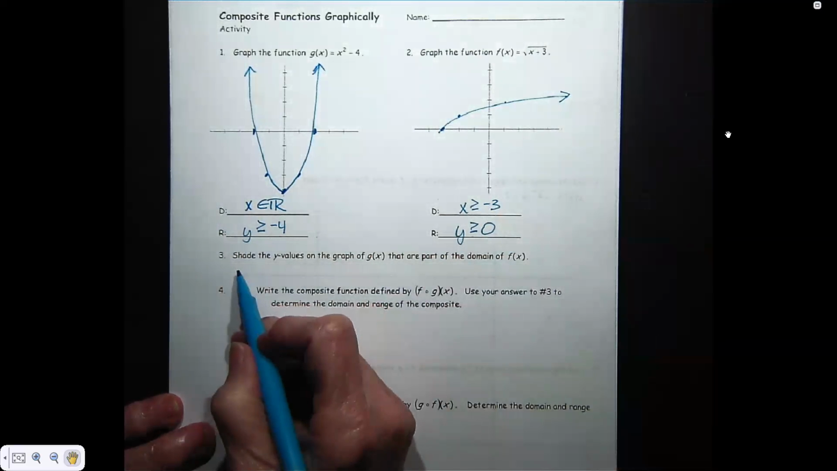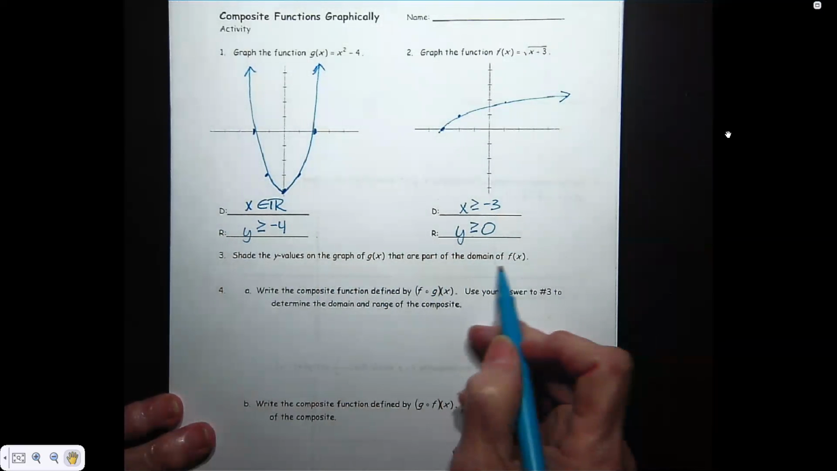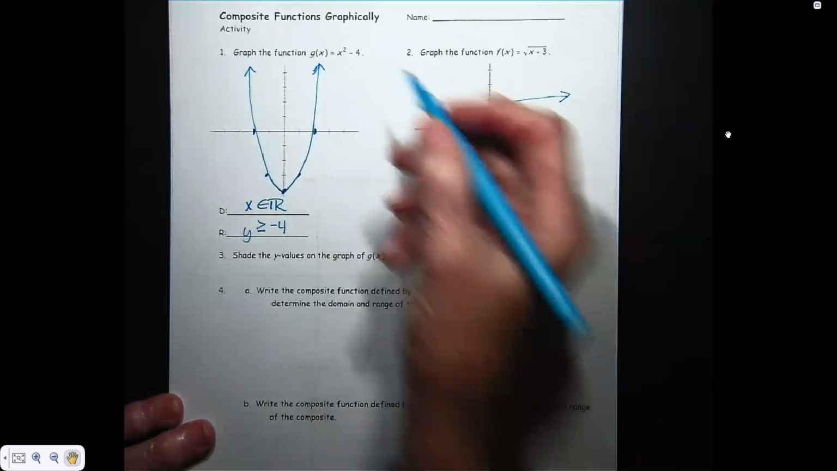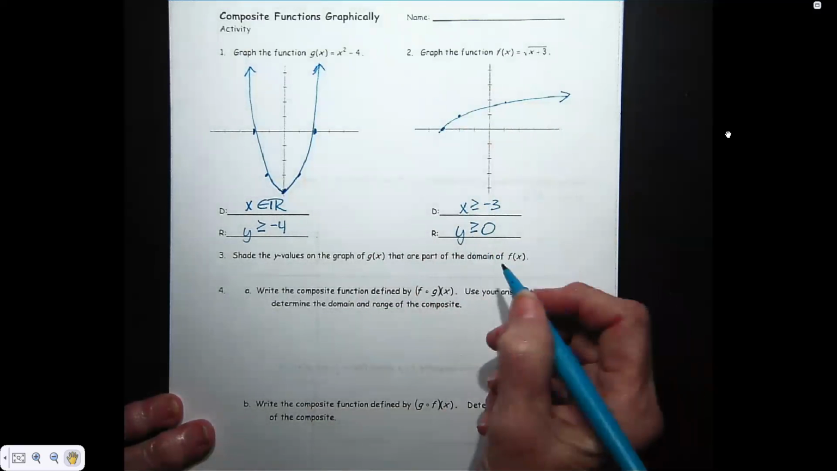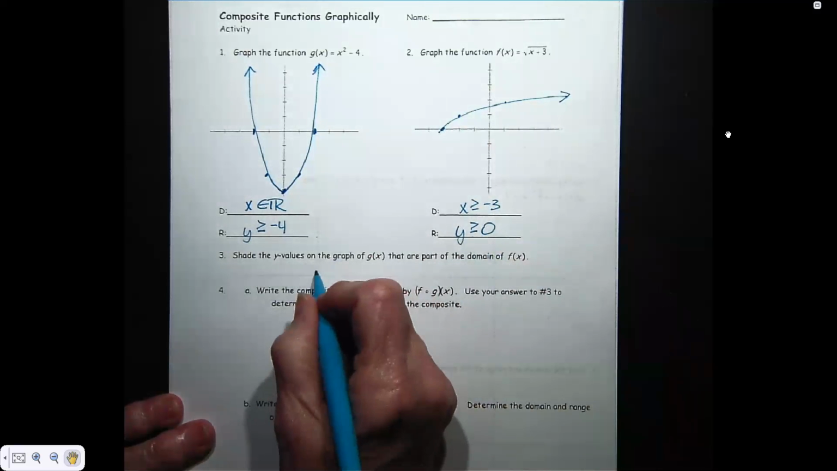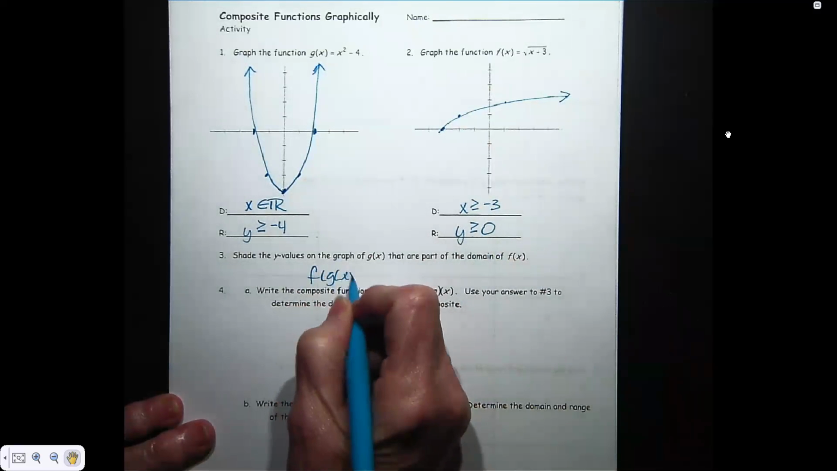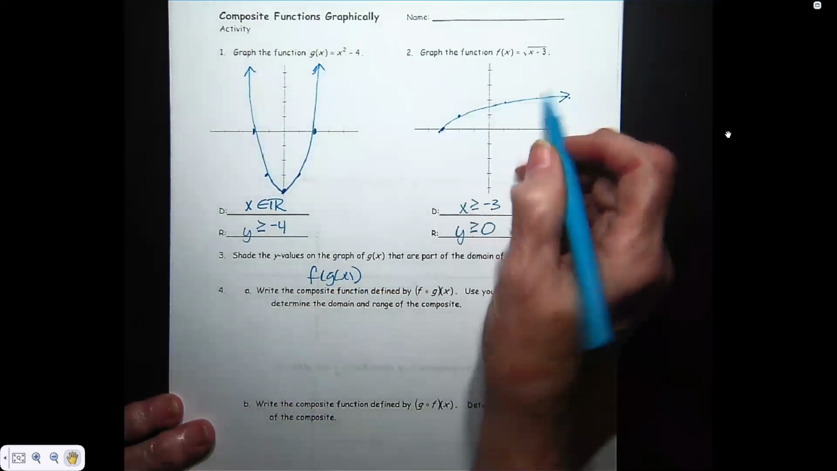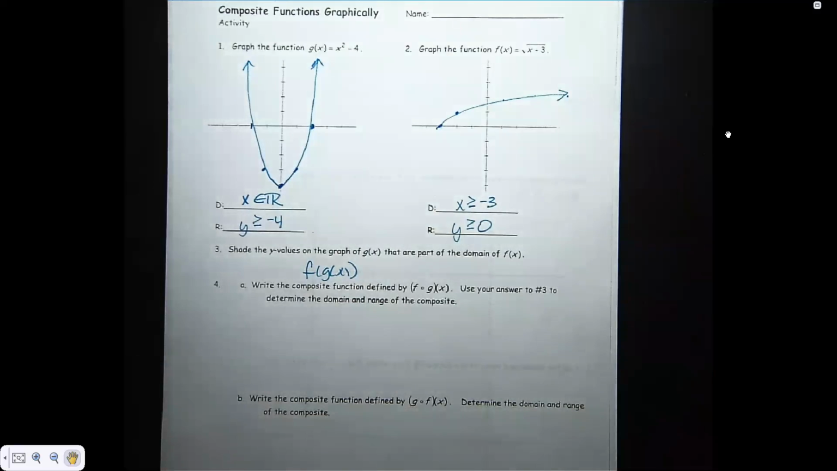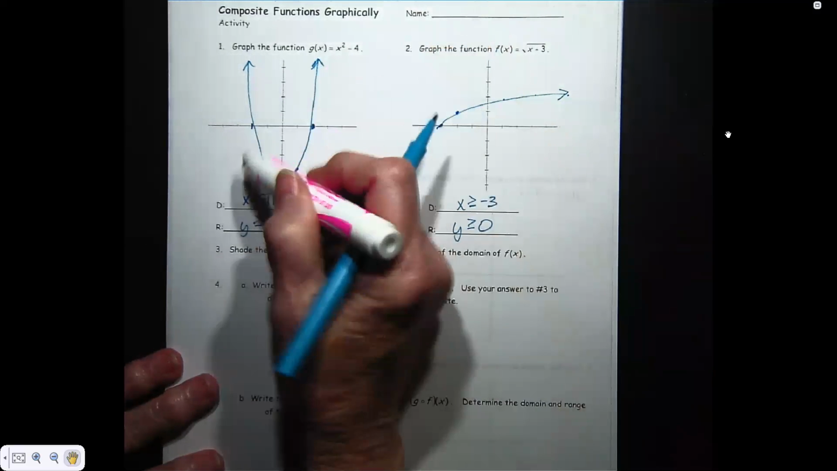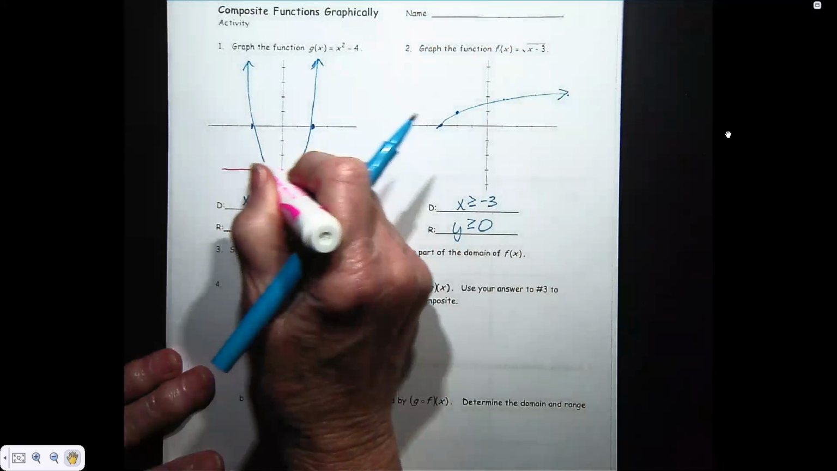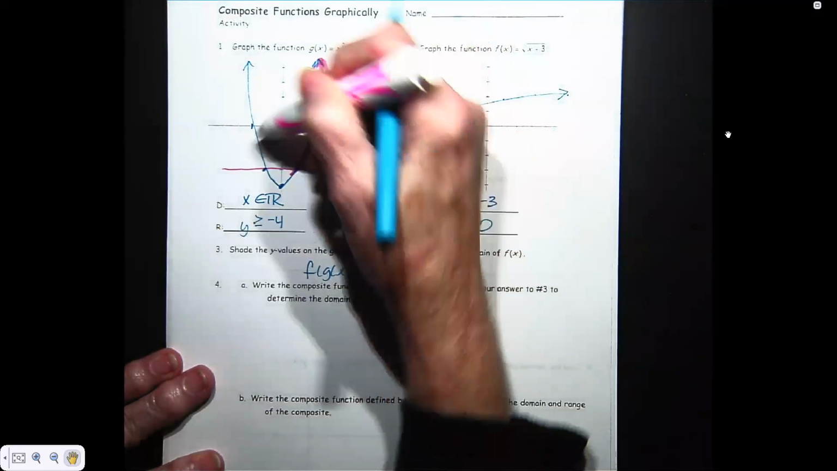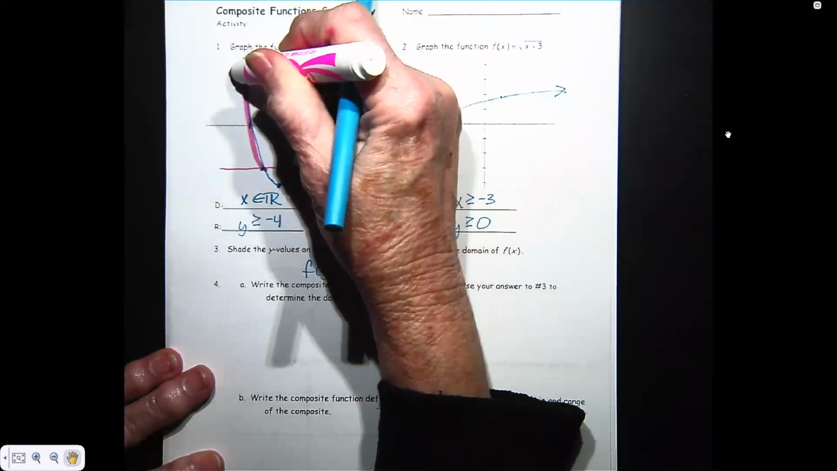Okay, so it says shade the y values of the graph where the function is part of the domain of f of x. Because this is going to ask me to find f of g of x. So since this is greater than -3, I'm going to shade my function. Here is, I need greater than -3, so the range would be here, and it would be here.